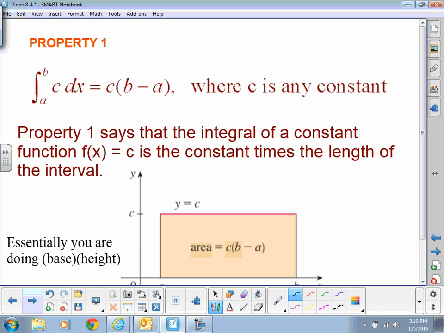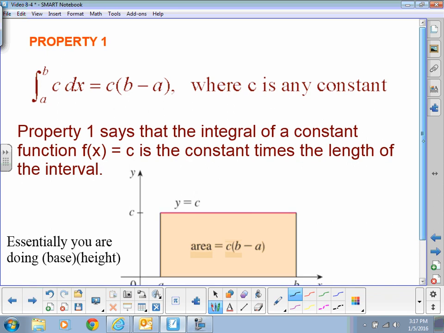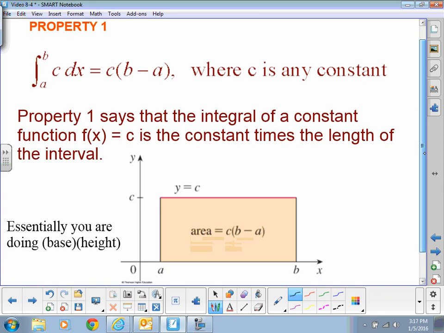The first one is if you're taking the definite integral of a constant. Remember, what we're really doing is finding the area under a curve, meaning the area between our curve and the x-axis. If we just have some constant, that means we have a horizontal line, so the area under the curve will just be a rectangle. The height of that rectangle is whatever the constant is, and the base is the difference, b minus a.